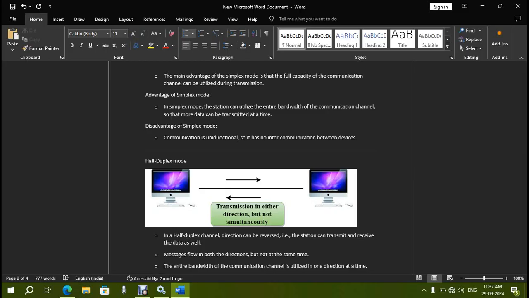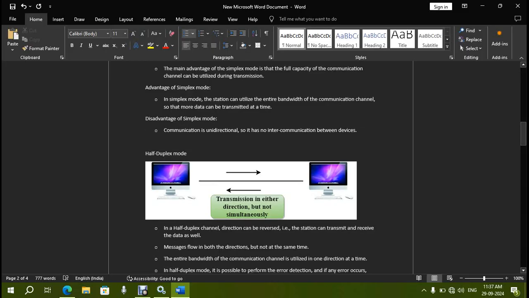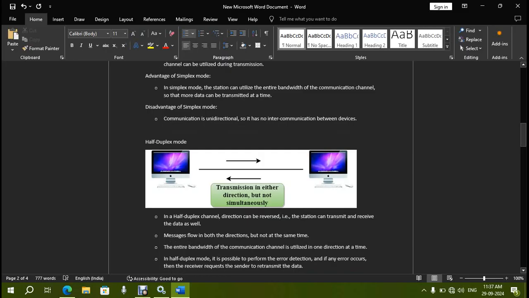We cannot send signals in both directions at the same time. The entire bandwidth of the communication channel is utilized in one direction at a time. In half duplex, it is possible to perform error detection, and if any error occurs, the receiver requests the sender to retransmit the data.